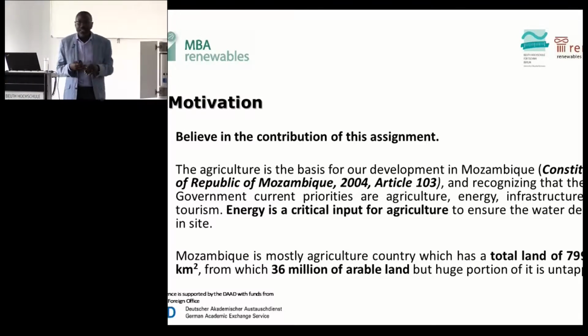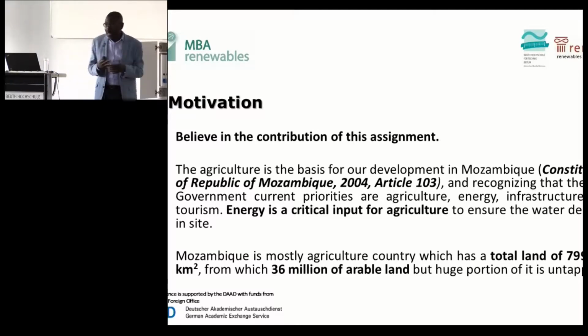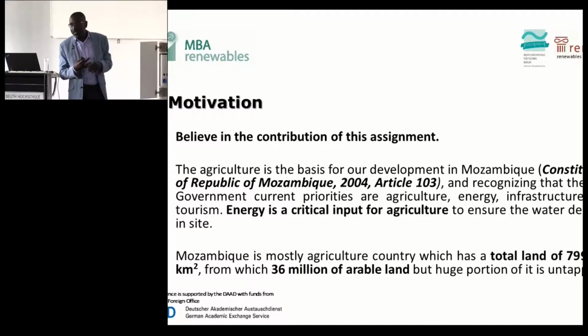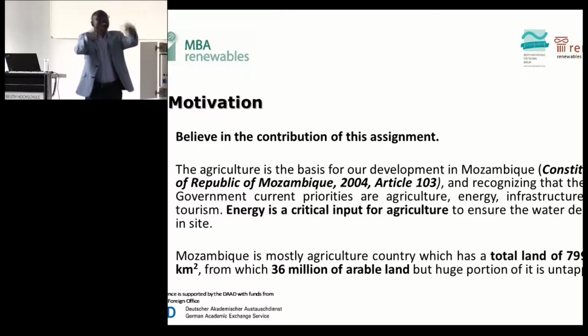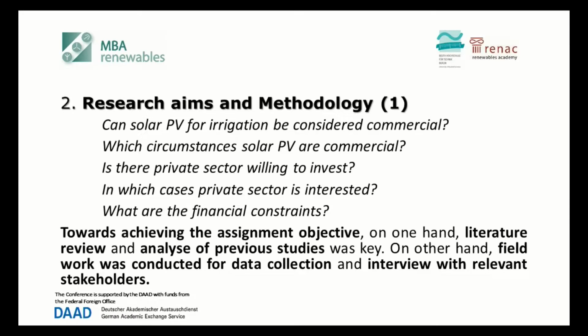So we have 800,000 square kilometers of land as a country, and part of it, 36 million hectares, is arable land. So you can just throw a crop there, and then it comes. But you know that you can't go for agriculture without water. Water is a very key input for agriculture. Well, the question that I was looking at is, can we make business out of it?